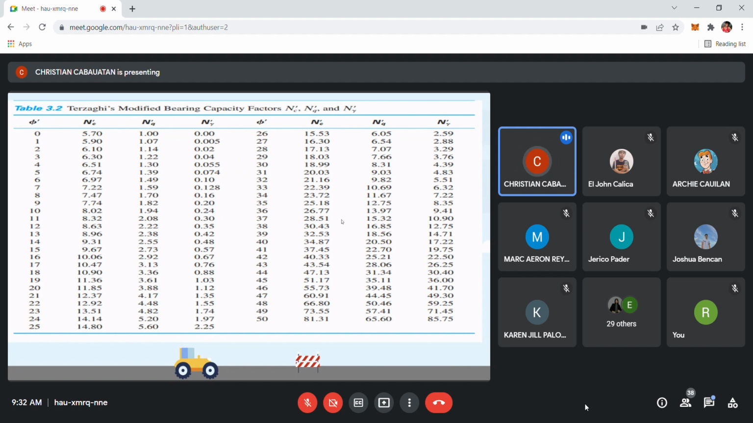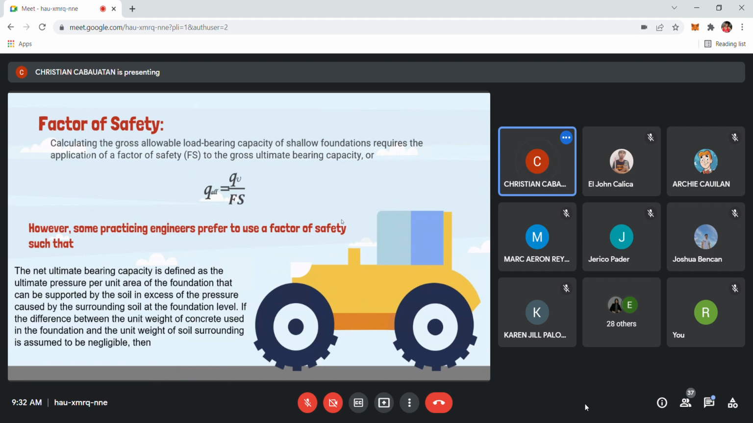Do you have any questions? Wala naman. Okay. The next one is for the factor of safety. As I discussed earlier, ang kanyang q allowable is equal to the q ultimate over the factor of safety. So ang factor of safety, kalimitan, ang range niyan ay from 2.5 to 3. Okay?